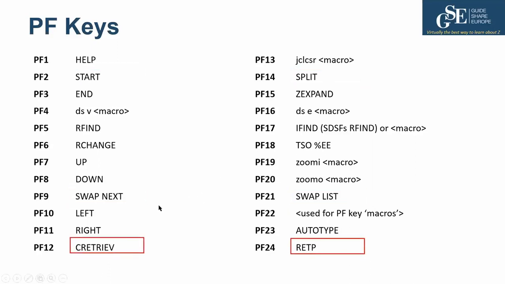Here's a couple other ones. F12 originally was cursor, which would just bring you to the command line. Then retrieve was added, and C retrieve is a merge of those two. So if you're in the data, it will bring you to the command line, and otherwise it will do a retrieve. And ret P is the retrieve panel. And let's show a couple of those things here.